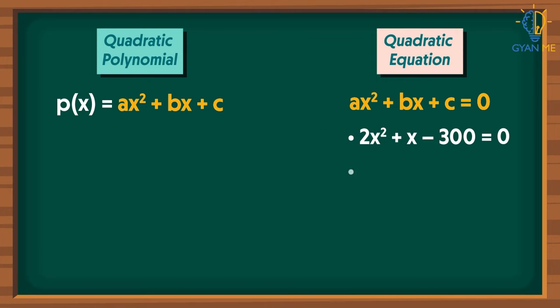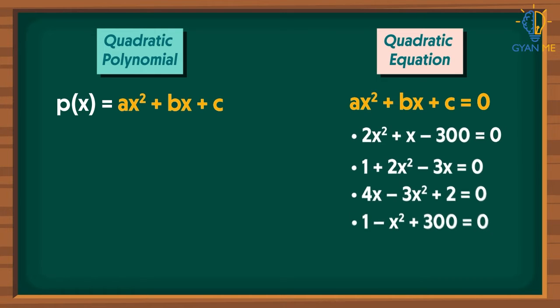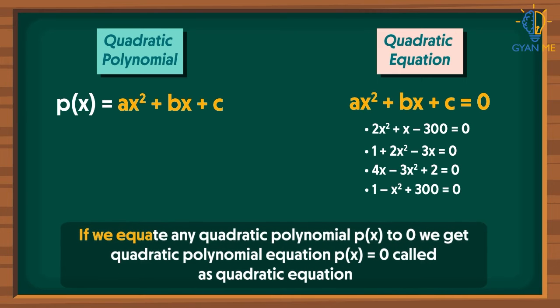Similarly, 1 plus 2x square minus 3x is equal to 0, or 4x minus 3x square plus 2 equal to 0, or 1 minus x square plus 300 equal to 0 are also examples of quadratic equations. So in general, we can say that if we equate any quadratic polynomial p(x) to 0, we will get polynomial equation p(x) equal to 0, simply called as quadratic equation.